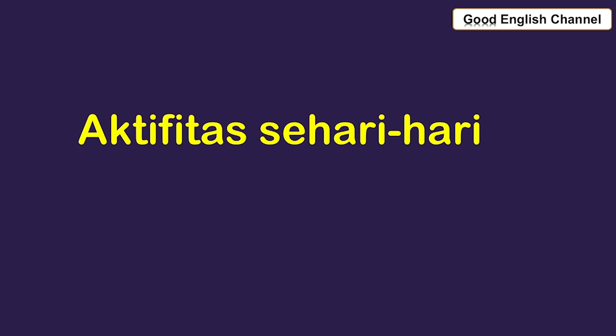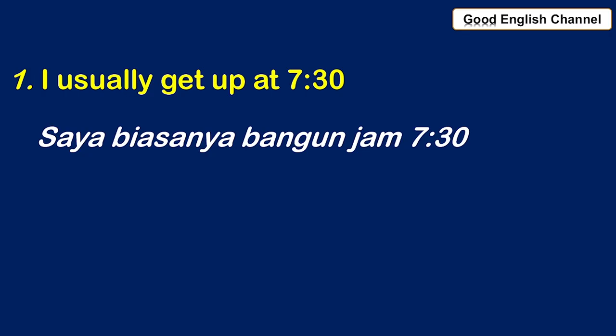Berikut ini akan kita pelajari aktivitas demi aktivitas. Yang pertama, I usually get up at 7:30. Saya biasanya bangun jam 7:30. Menggunakan subjek I, kemudian usually, artinya biasanya, get up, artinya bangun, at 7:30, jam 7:30. Penulisan untuk jam 7:30, perhatikan angka 7, titik 2, dan 30.